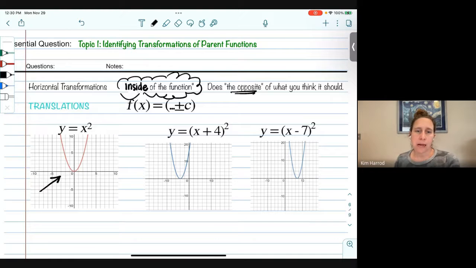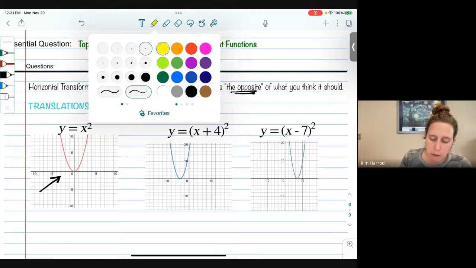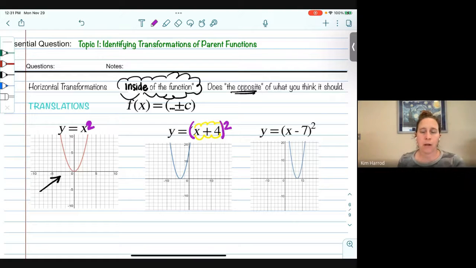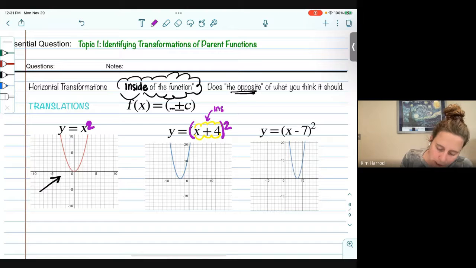Now on the center graph, I have y equals (x plus 4) squared. So that's what I mean by inside. Can you see how this plus 4 right here is inside the parentheses of the parent function's operation of squared? The thing that made this shape was the squared. So that's what I mean when I say inside the function.